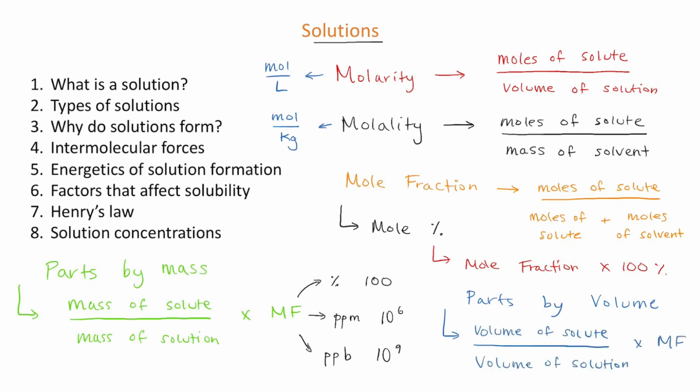That's when you take the volume of the solute and divide it by the volume of the solution. And then you'll need to multiply that by a multiplication factor, which again would be 100, 10 to the 6, or 10 to the 9, depending on if you need the percent, the ppm, or the ppb. And so those are all the different ways that you can express a solution's concentration. And now let's do an example to practice using some of these equations.